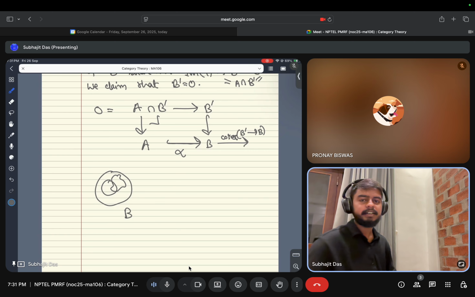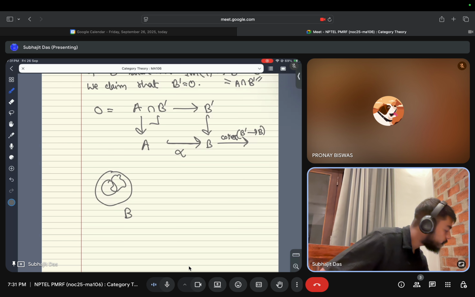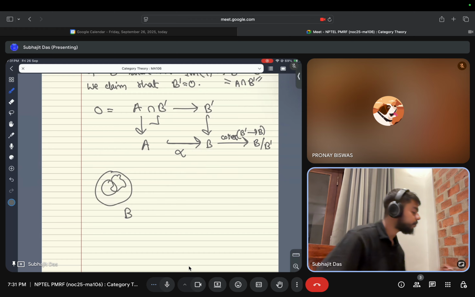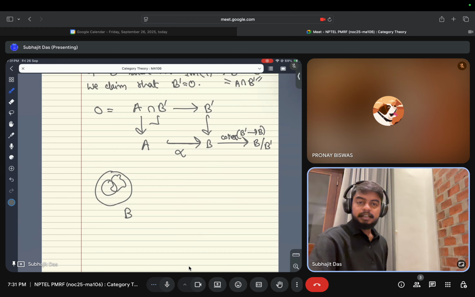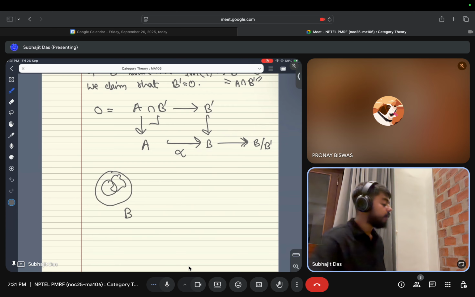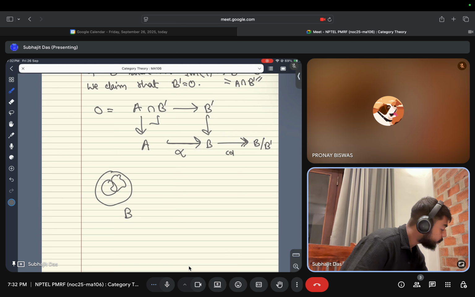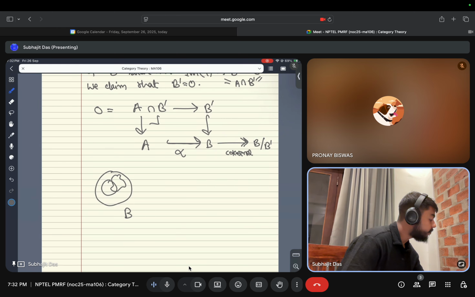B prime is a sub-object of B. What is the co-kernel commonly written as? Yes, the quotient of B by B prime, right? So we don't need to write these names. So B prime, B over B prime, right? This is the co-kernel of this map.